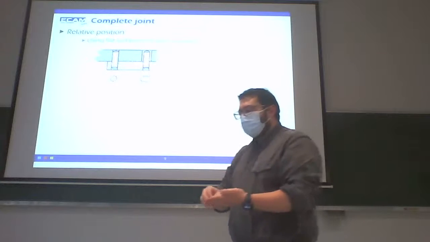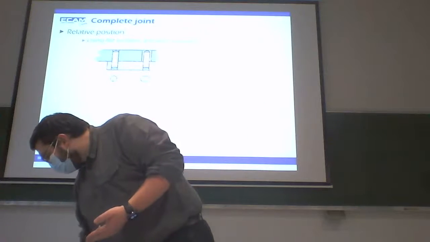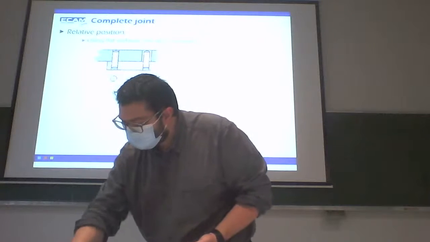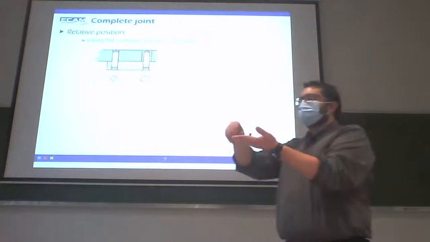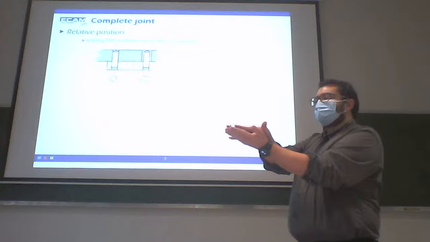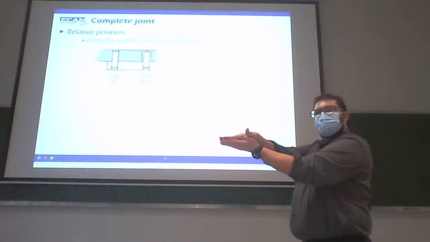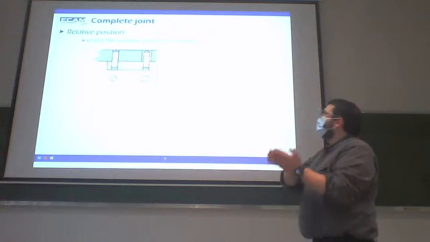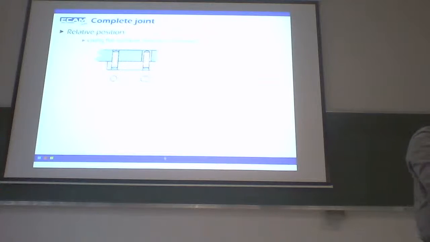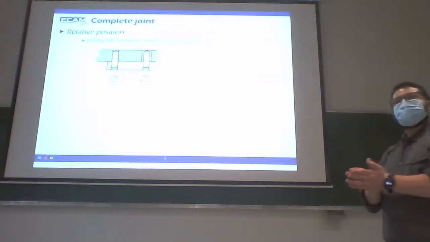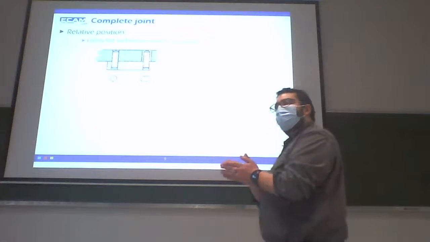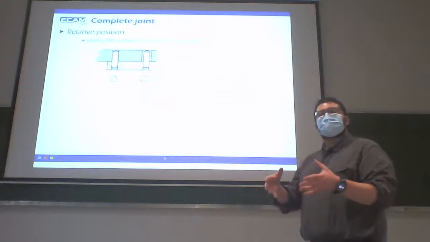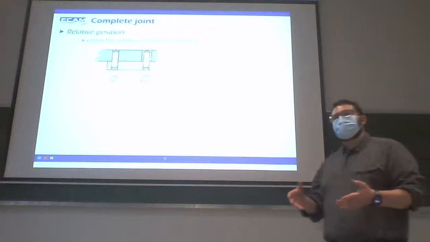If I add a second pin, a small one here, for example, I will stop the rotation between the two pins. So flat surface plus a minimum of 2 pins or dowels, I realize a complete joint. This is the relative position of a complete joint. Okay, is it okay for you? Here, the objective is to remove all the degrees of freedom of the part.